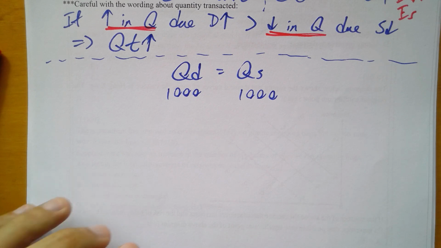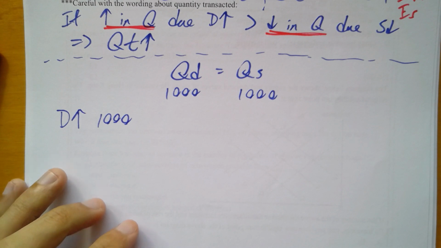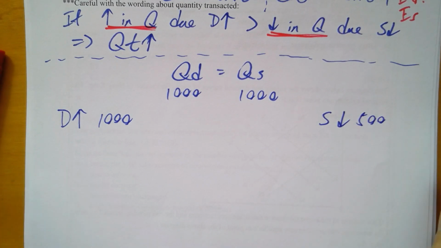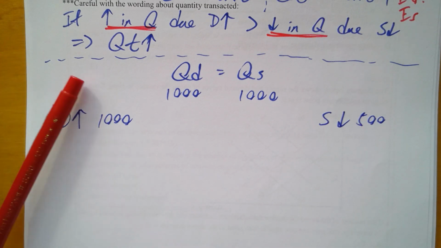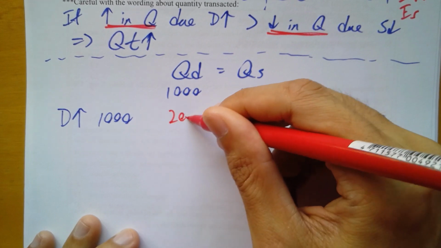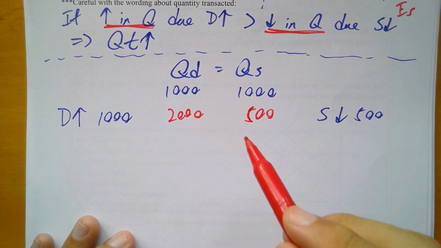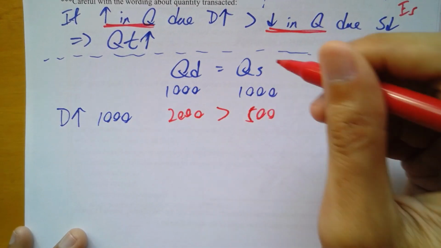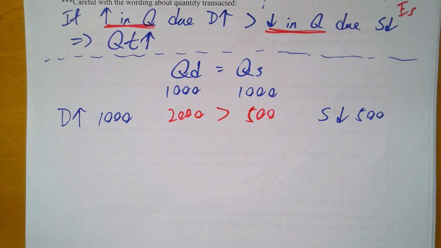Now let's say demand increases by 1000 and supply decreases by 500. Immediately, without a change in price, the new QD becomes 2000 and the new QS becomes 500, right? Immediately you see QD is bigger than QS when price remains unchanged. What do we call this? We call this a shortage.